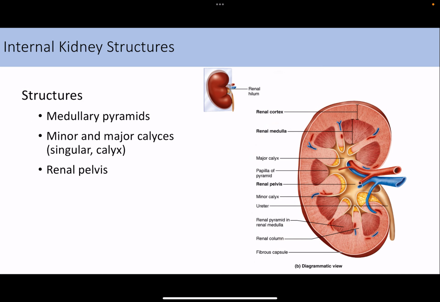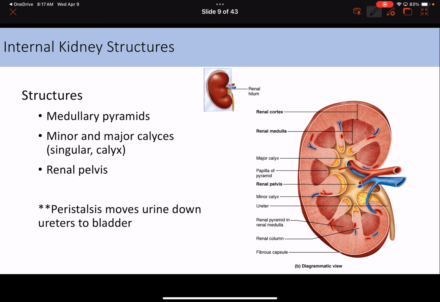All right, so the structures that we have within the kidneys are the medullary or renal pyramids. You can call them either one, but it's just that they're organized in these little triangles, these pyramids. So you can call them medullary pyramids because they're in the medulla of the kidney, or you can call them renal pyramids, either one. And then we have minor and major calyces. If we're talking about just one, it's called a calyx.